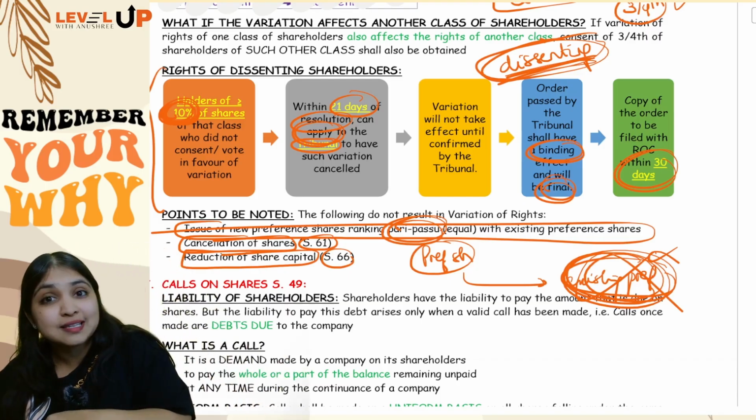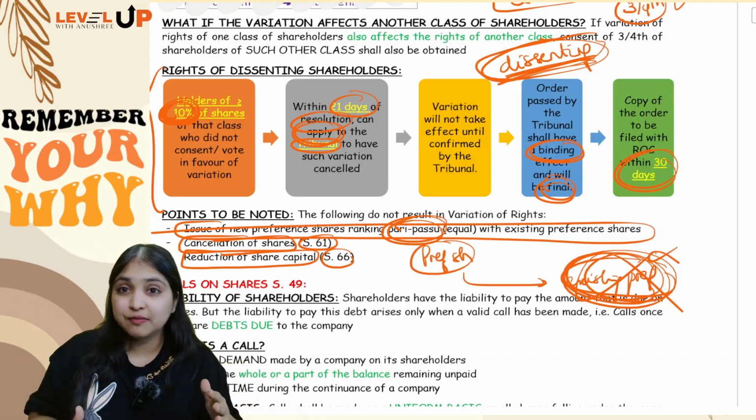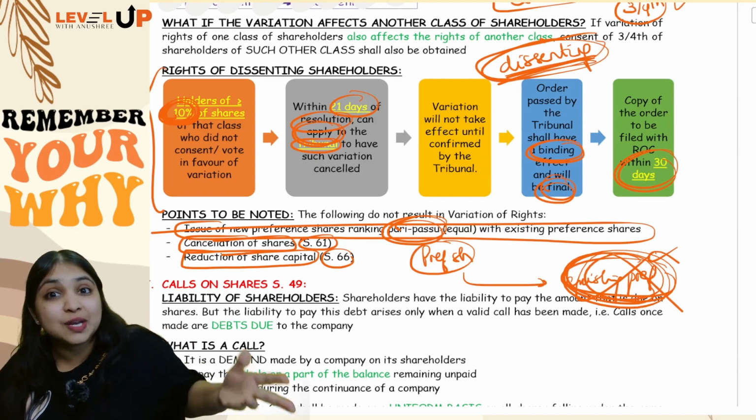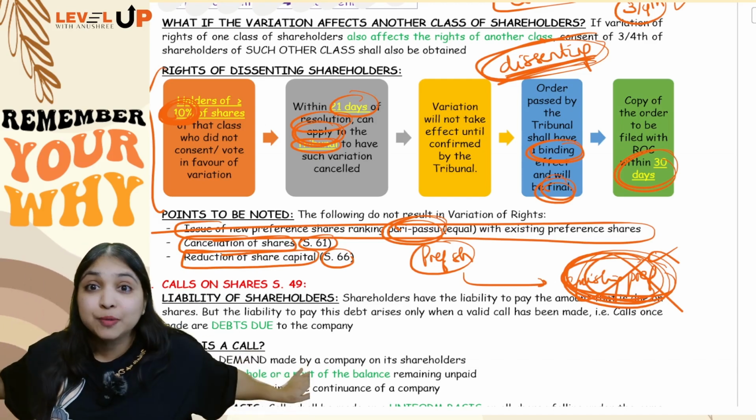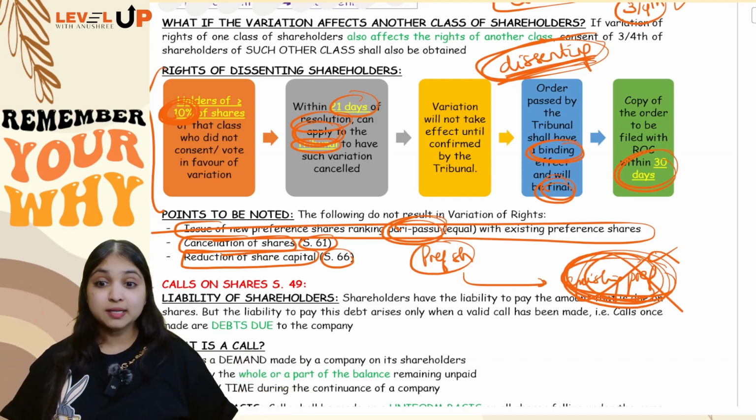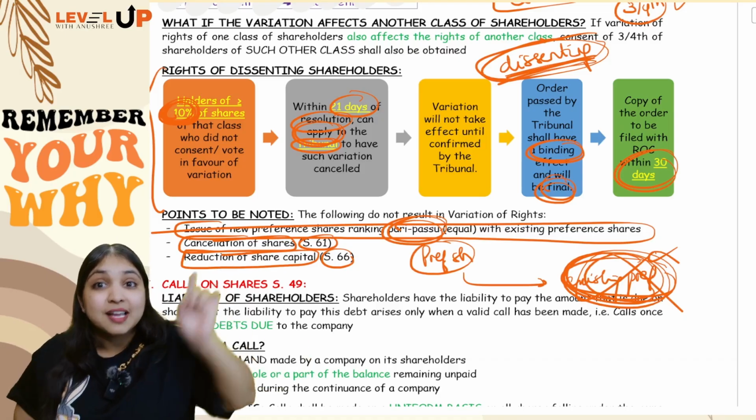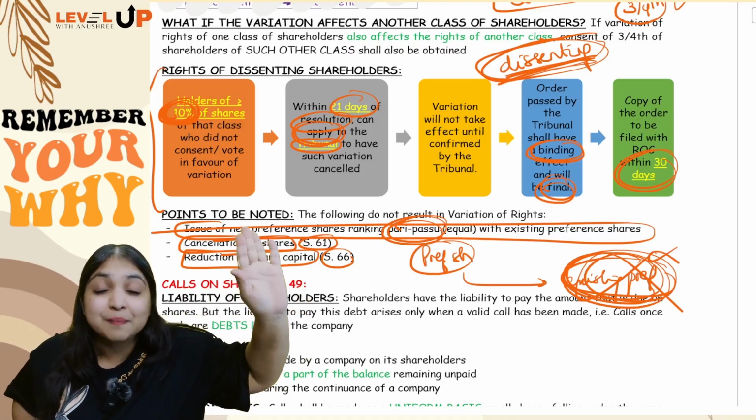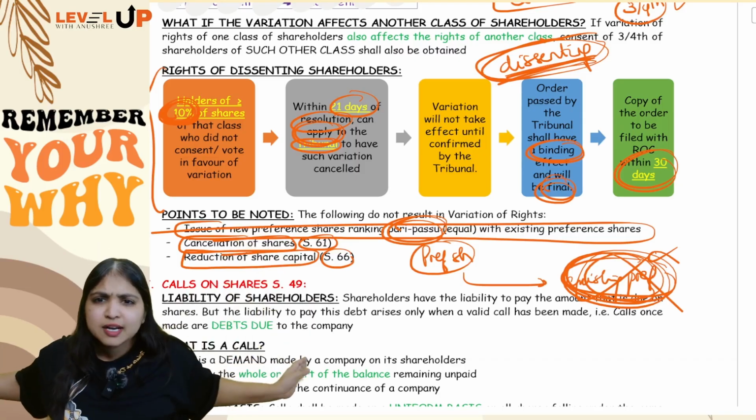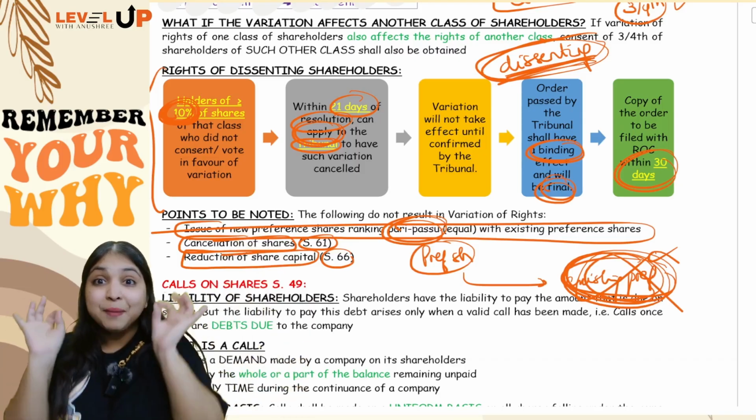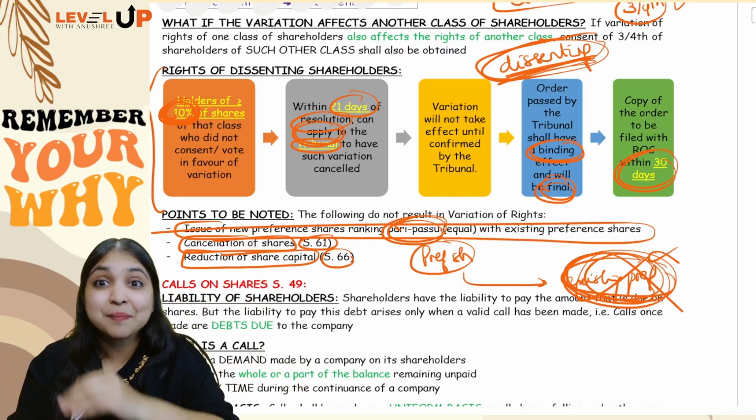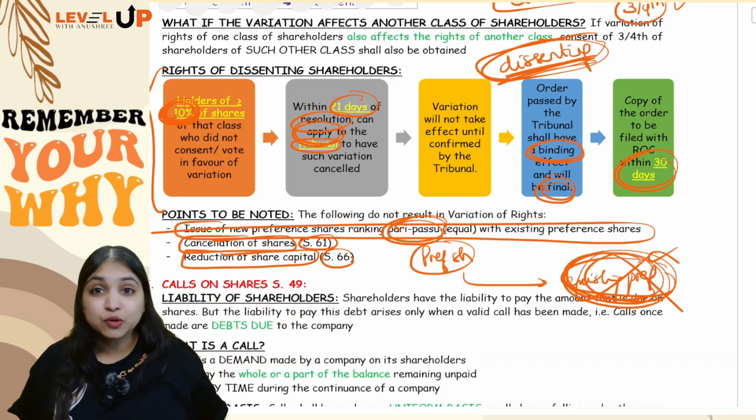And what will they do with NCLT? They will file an application. What application? Application to cancel the variation. As soon as they go to NCLT, what will happen to the company? The company will have to pause the variation. We'll have to wait and see what order NCLT passes. If NCLT passes an order allowing the company to continue with the variation, then we will resume. We'll go ahead with the variation. But if NCLT passes an order asking the company to cancel the variation, then we'll have to cancel the variation.